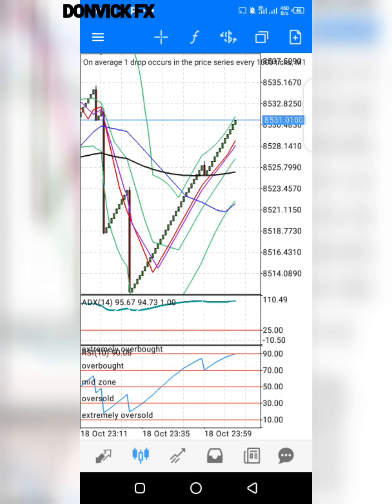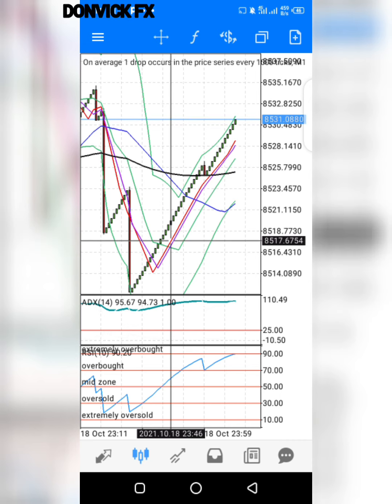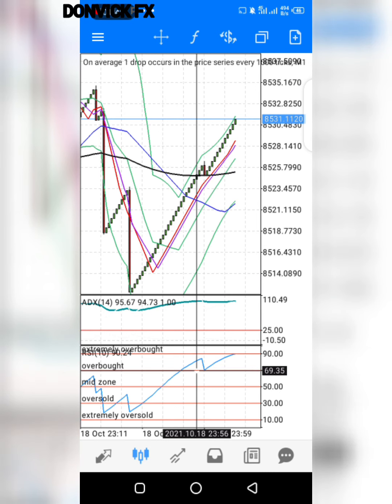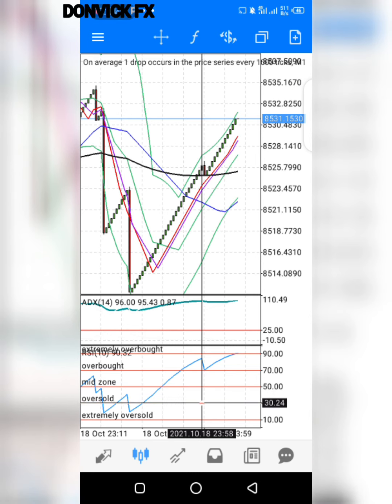Now, when using your RSI, please take note of three key levels, which are your level 70, level 50, and your level 30. See your RSI over here. Take note of these three key points, level 70, level 50, and level 30. These three key points are used to determine support and resistance. Level 70 is known as your overbought zone. Level 50 is known as your mid zone, and level 30 is known as your oversold zone, as the case may be.